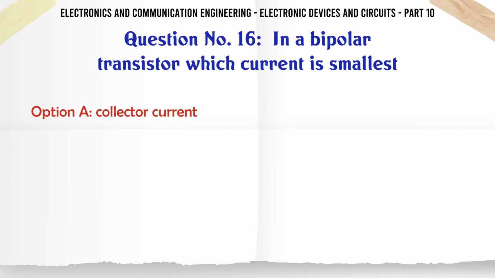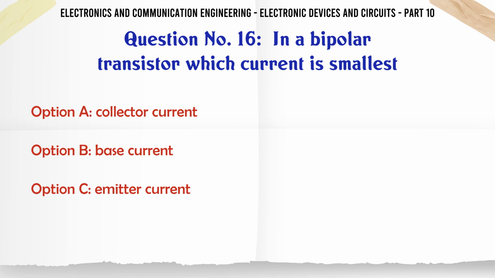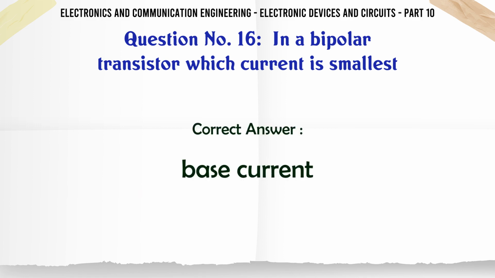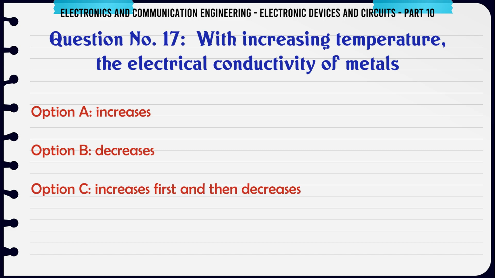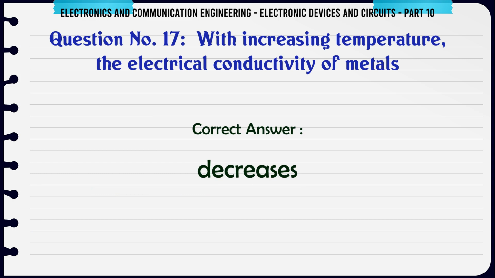In a bipolar transistor, which current is smallest? A. Collector current. B. Base current. C. Emitter current. D. Any of the three currents. The correct answer is base current. With increasing temperature, the electrical conductivity of metals A. increases. B. decreases. C. increases first and then decreases. D. remains unaffected. The correct answer is decreases.